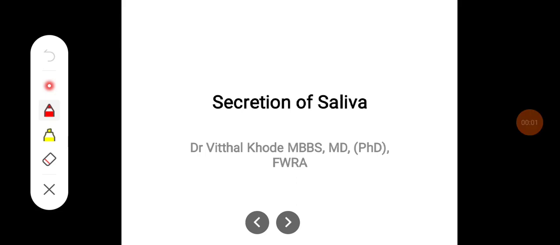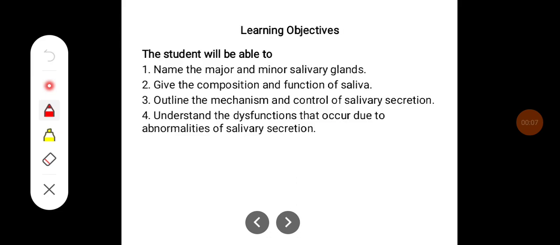Hello everyone. In this class, we'll try to learn about salivary secretion. The learning objectives would be to name the major and minor salivary glands, give the composition and functions of saliva, outline the mechanism and control of salivary secretion, understand the dysfunctions that occur due to abnormalities of salivary secretion.